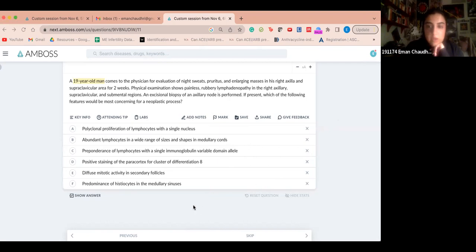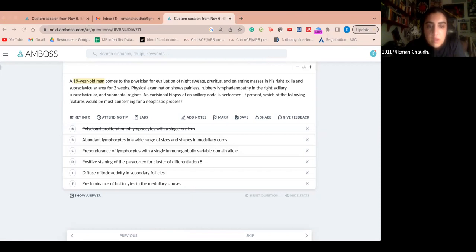Okay, I'm guessing no. So let's just quickly go through them together. Polyclonal... when will I get this word right? Proliferation of lymphocytes with a single nucleus. Does that sound like cancer to you? Does that sound scary? No, right? So I'm going to take it out.